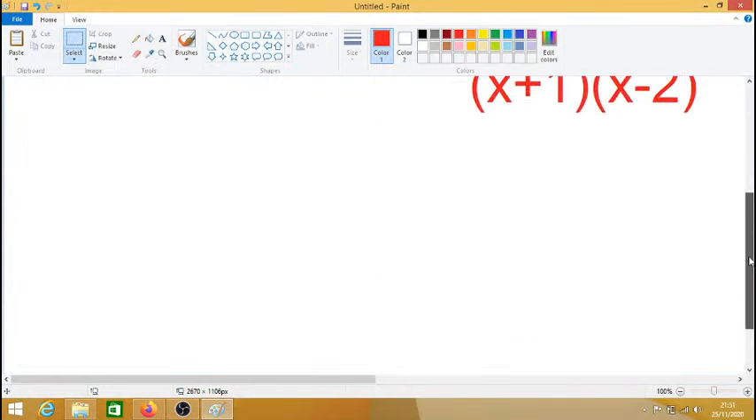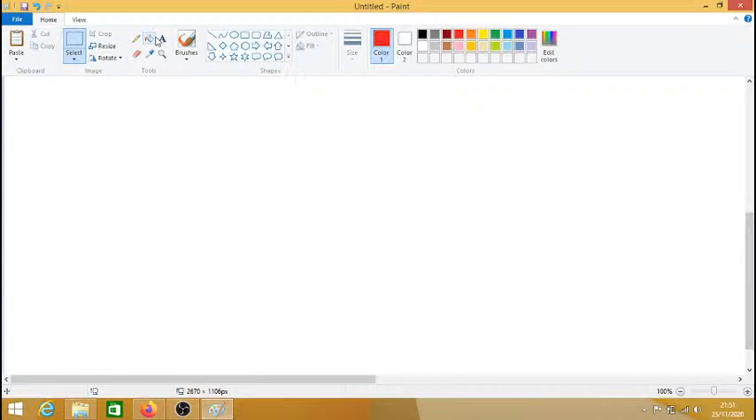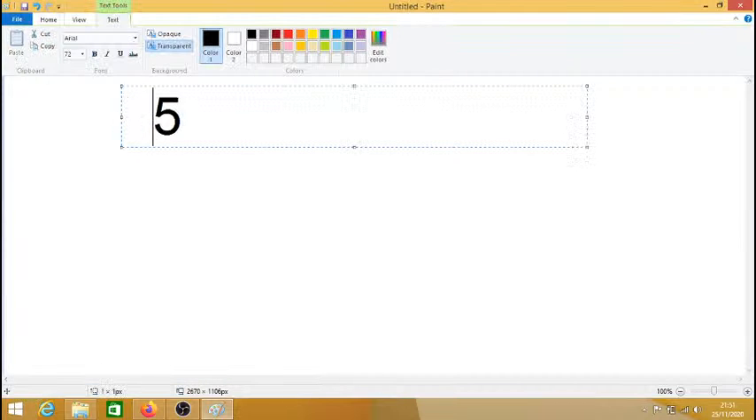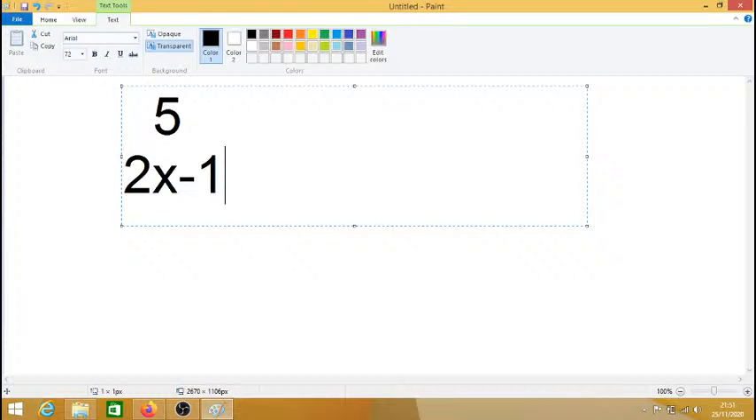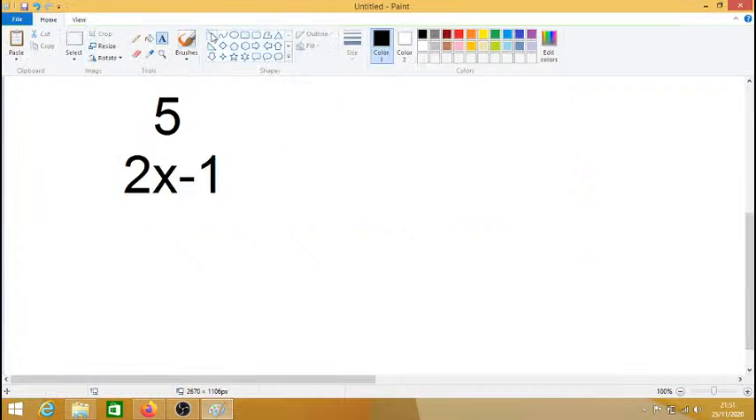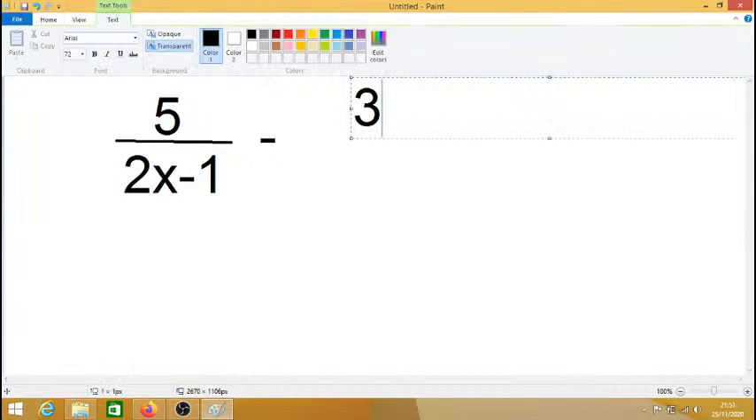Okay, I'll leave that there. So your turn. See if you can practice. See if you can do one yourself. Let's give you a nice hard one. 5 over 2x minus 1, subtract 3 over x minus 2.